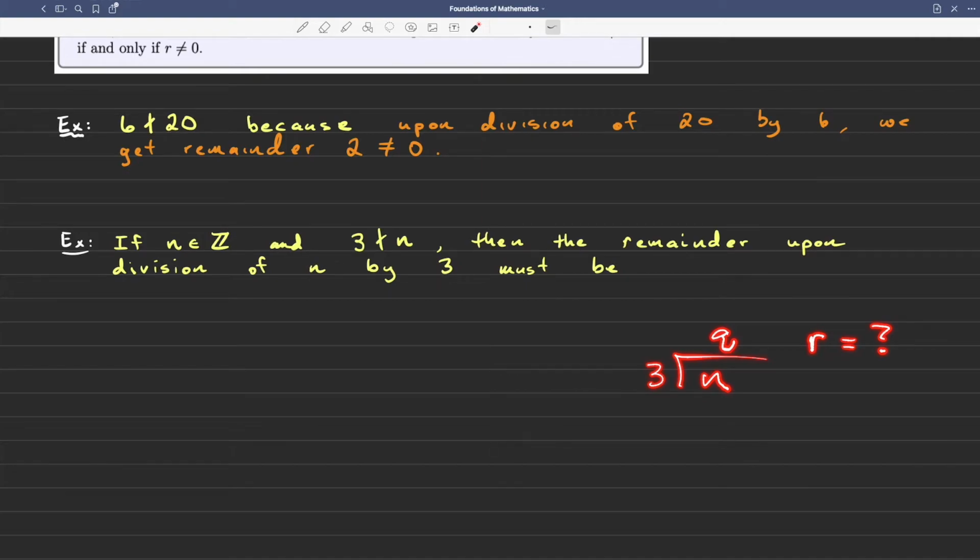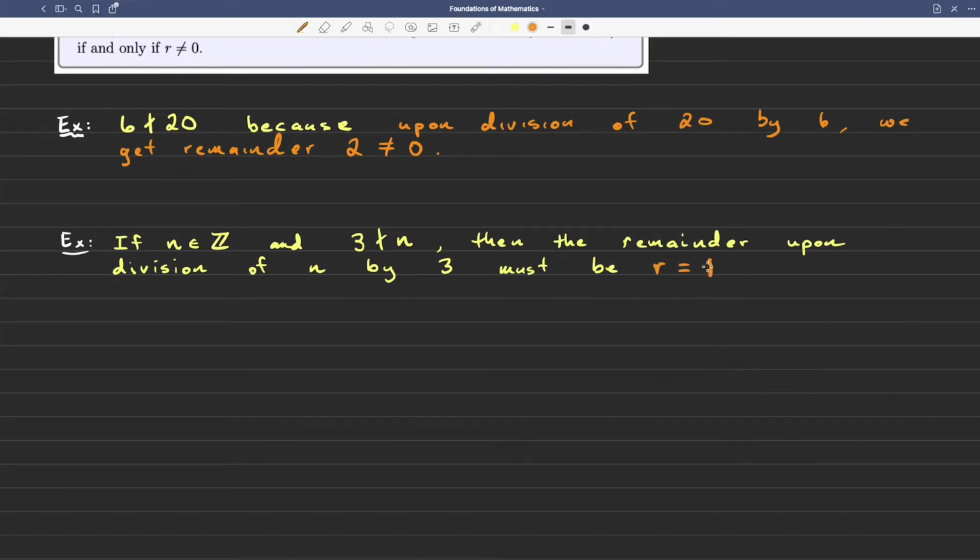Well, the remainder can't be 0, right? Because if the remainder were 0, then that would mean that 3 does divide n. So we know r can't be 0. So what can r be then? Well, we also know from the division algorithm that the remainder can't be as large or larger than the number you're dividing by. So we know that r has to be less than 3, right? So that only leaves two possibilities.